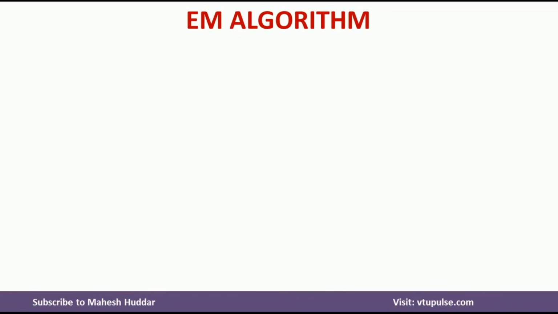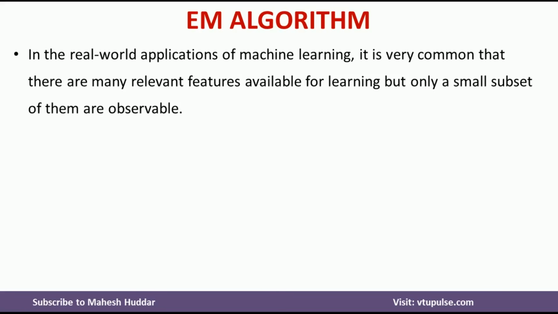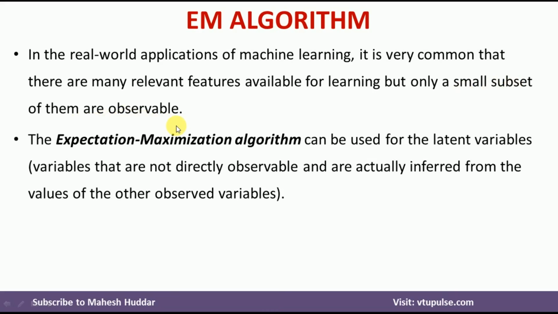In this video, we will understand EM algorithm, that is expectation and maximization algorithm. In real world applications of machine learning, it is very common that there are many relevant features available for learning. But out of these available features, only a small subset of them are observable. The expectation maximization algorithm can be used to find the latent variables, that is the variables that are not directly observable and are actually inferred from the values of other observed variables.